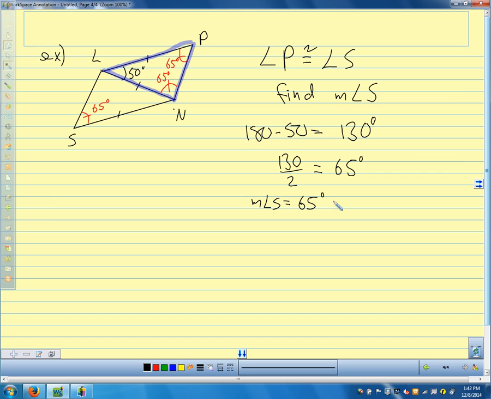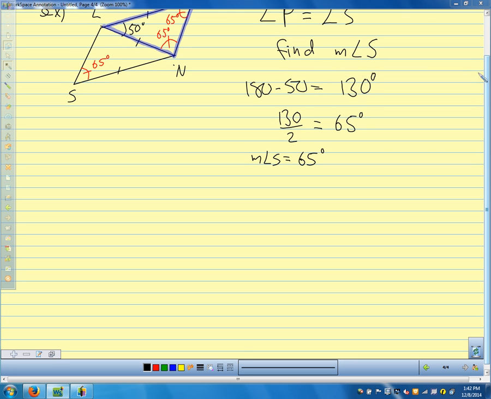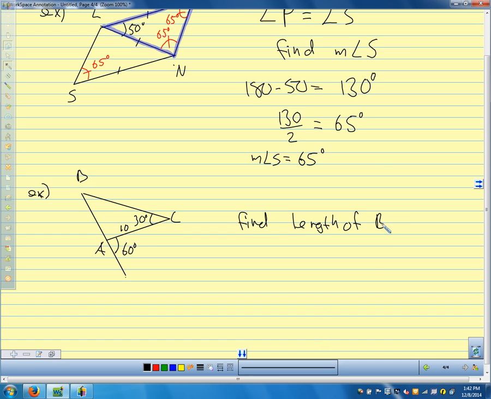All right, let's look at one more example. We're going to add another step here. So we're getting into the kinds of problems that are asking us to remember a lot of different pieces of information that we've learned over the course of the semester. So I'm going to call this B, C, A. That's 60 degrees. That's 30 degrees, and this side length is 10, and we want to find the length of segment BA.